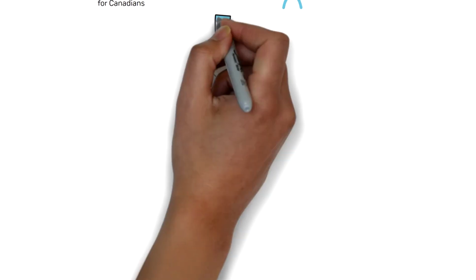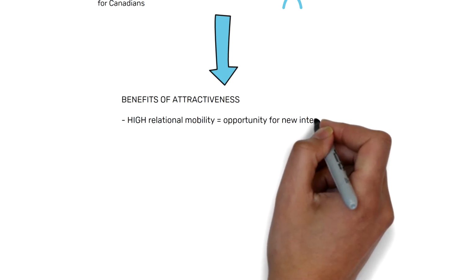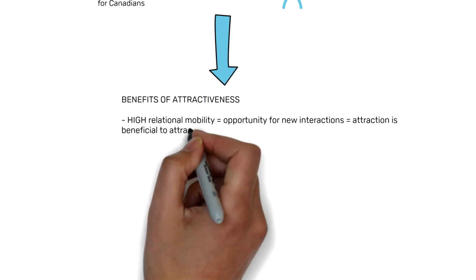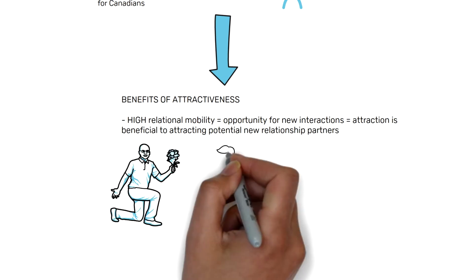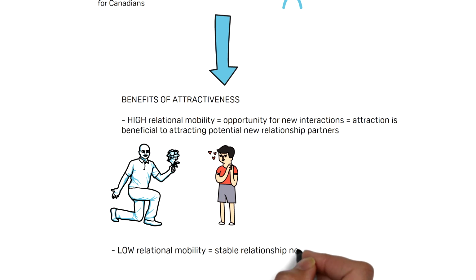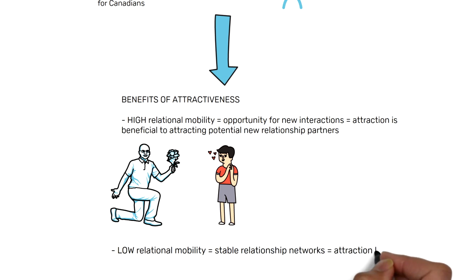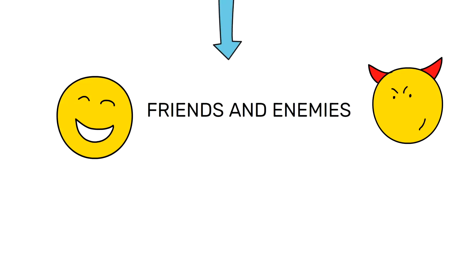What are the benefits of attractiveness? Within a high relational mobility context, there are lots of opportunities for people to seek new interactions. Therefore, it is beneficial to attract potential new relationship partners. However, in low relational mobility contexts, there is a much more stable relationship network, and characteristics that attract people are relatively less useful. But how does this apply to friends and enemies?